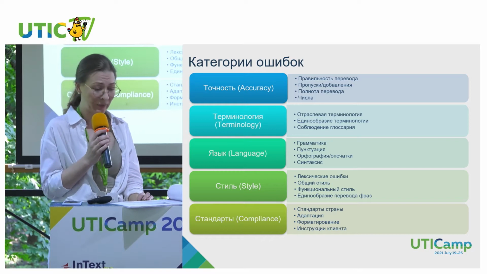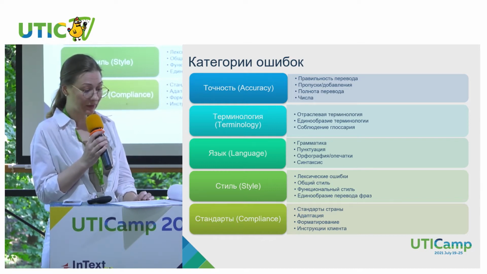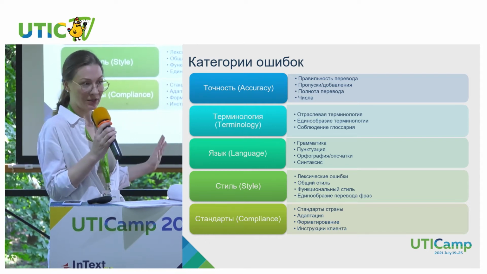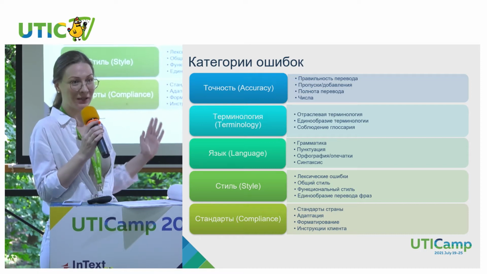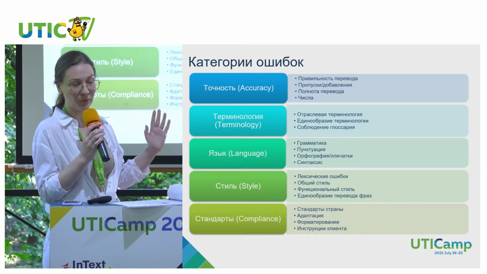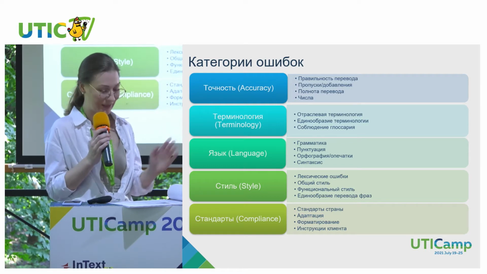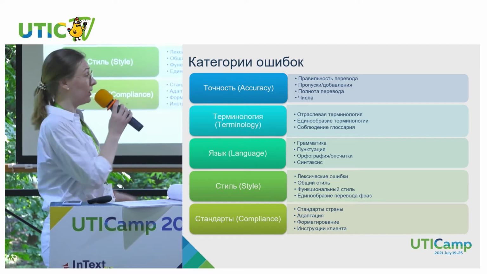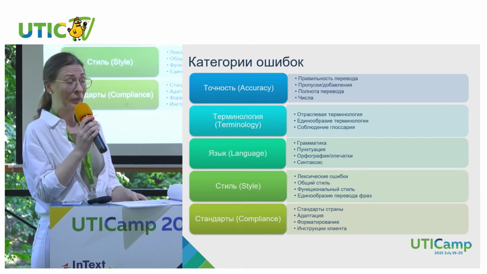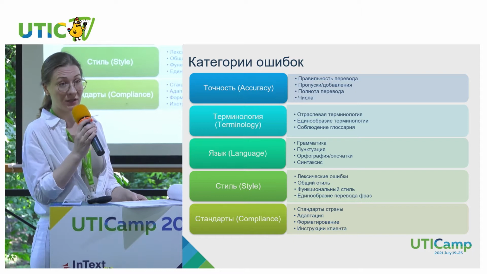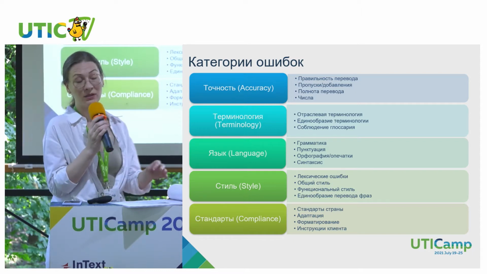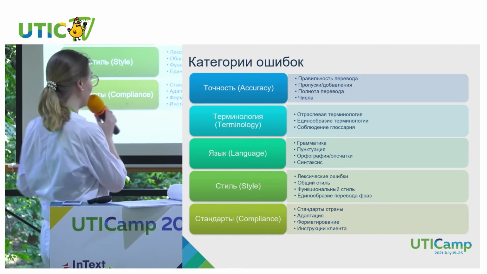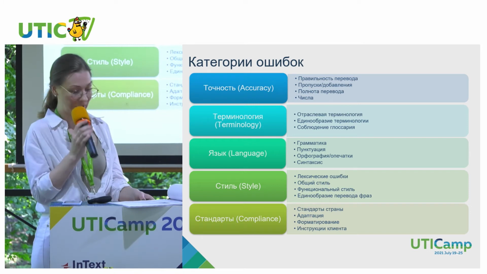I define 5 error categories, though there are many more of them, several dozens. Let me remind you that this is not a dogma. I only selected 5 categories just to illustrate how the procedure of quality check is carried out. So what is the most important? This is accuracy. This is about translation accuracy, missed words or characters, omissions, completeness of translation. So, for example, a sentence needed to be translated, but the translator just missed it.